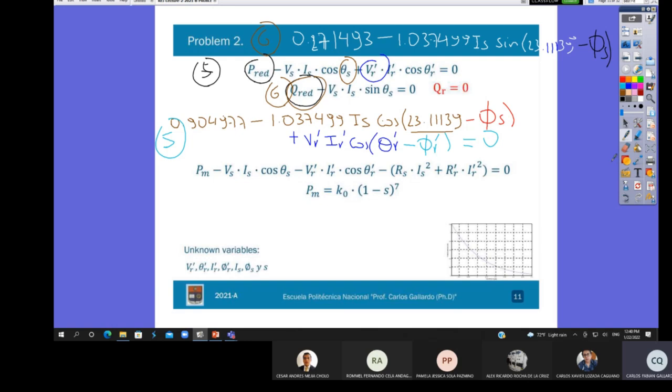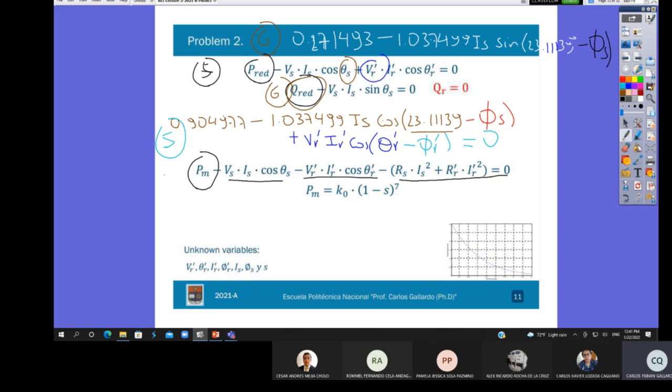For the last equation, we need to remember the mechanical power is the sum of the stator and rotor powers injected into the power grid, including active power losses in the windings. So the last equation comes from the mechanical power. It is the sum of the stator power and the rotor power injected into the power grid, but I need to include the active power losses in the winding.